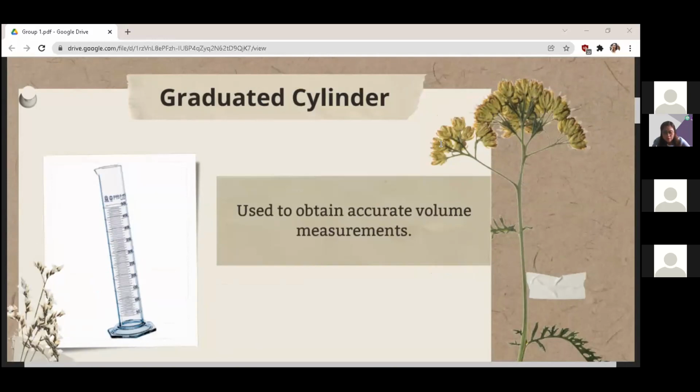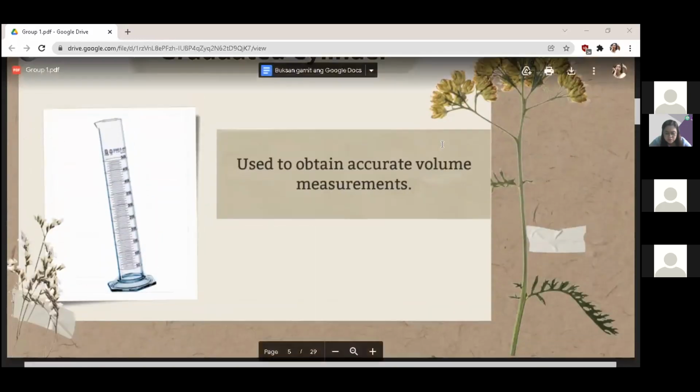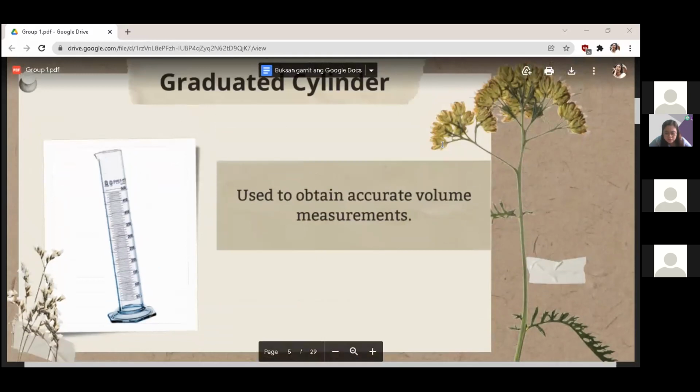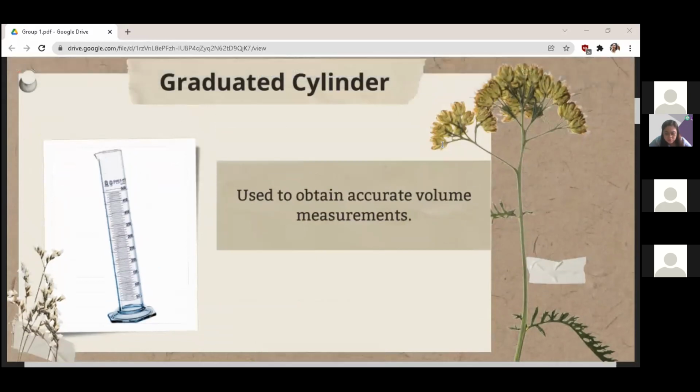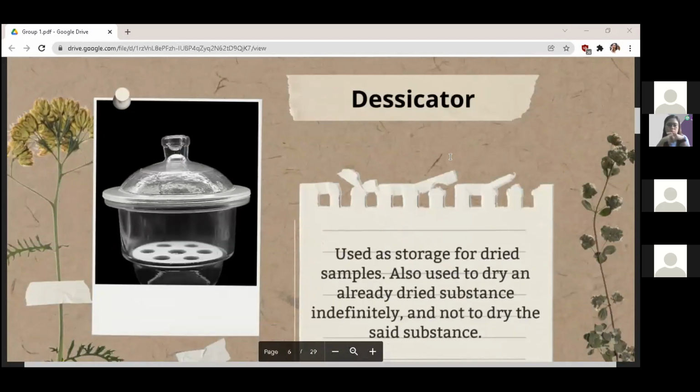Uses of the following apparatus. So first is the graduated cylinder, used to obtain accurate volume measurements. This is commonly laboratory equipment used by scientists to measure liquids. Graduated cylinders are available in three sizes: 500 ml, 1000 ml, and 2000 ml increments.